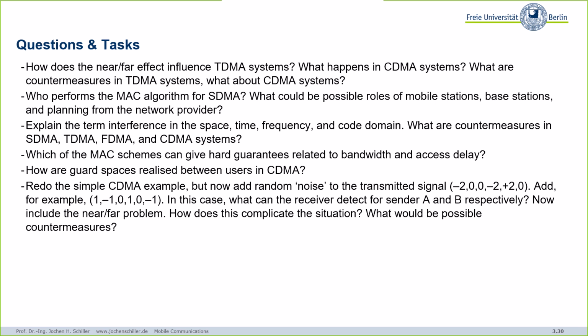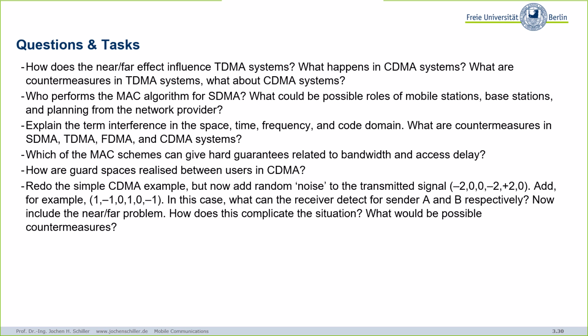Okay. So now you saw different medium access schemes, and now think of, after looking at time, frequency, code division, you want to design a system that gives you really hard guarantees related to bandwidth or related to access delay. What would you choose? Feel free to pick whatever. So plan a mobile phone network that has to give hard guarantees for the access. Or guarantees, so access delay or guaranteed bandwidth. Which would you pick?